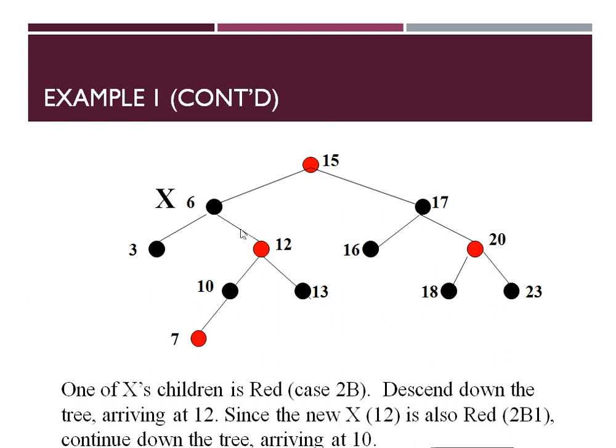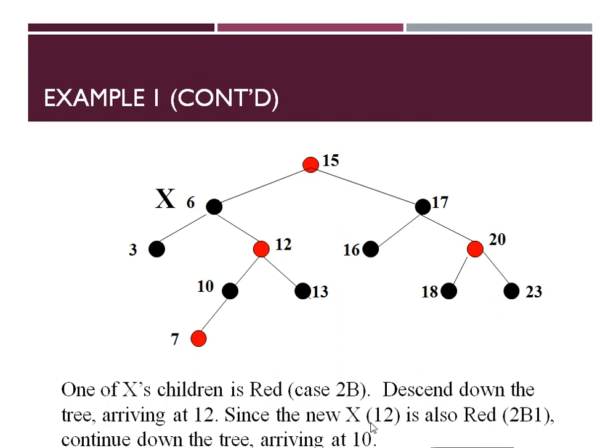Okay, so see, here is your X, and we had changed the color of the root node, because if we go on changing the color of these two, then more changes will have to be done. Okay, so one of the X's children is red, case 2b example is there. Now since one of the children is red, you need to descend down the tree, arriving at 12.